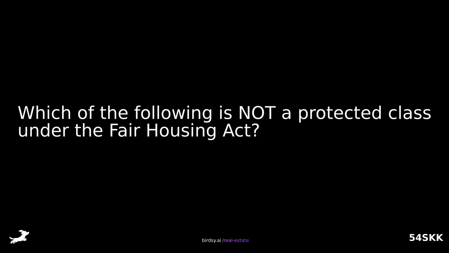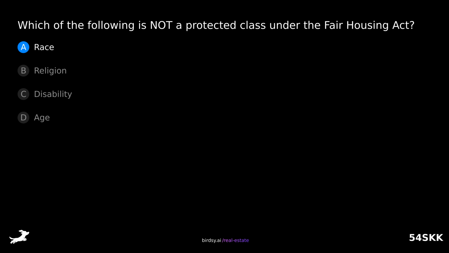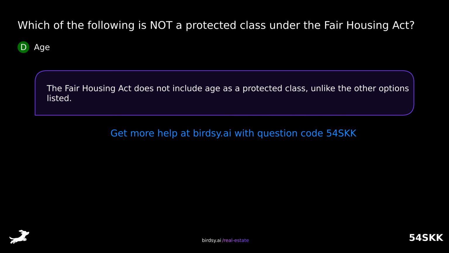Which of the following is not a protected class under the Fair Housing Act? Is it A, race, B, religion, C, disability, or D, age? The answer is D, age. The Fair Housing Act does not include age as a protected class, unlike the other options listed.